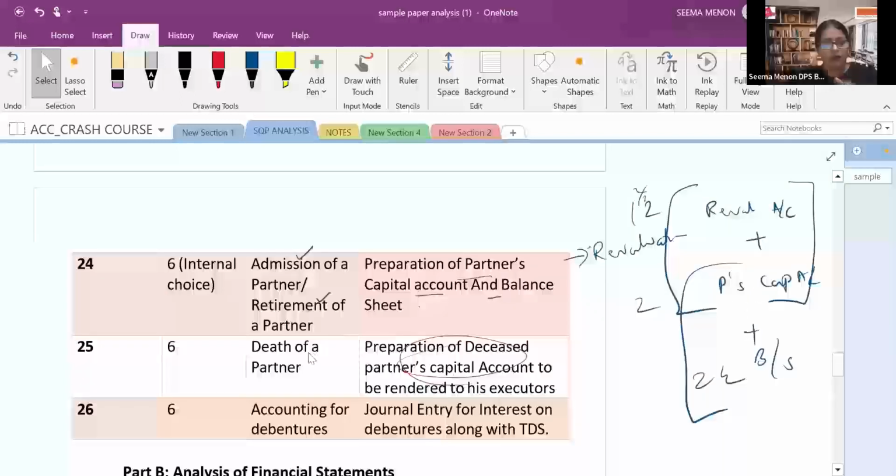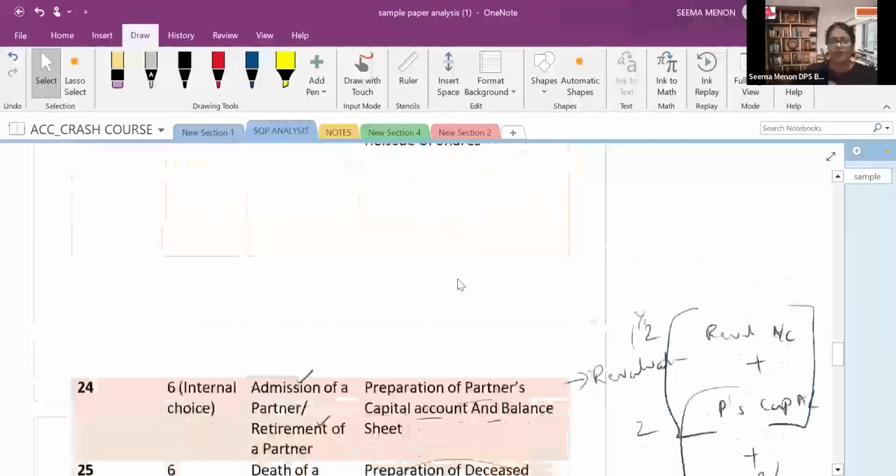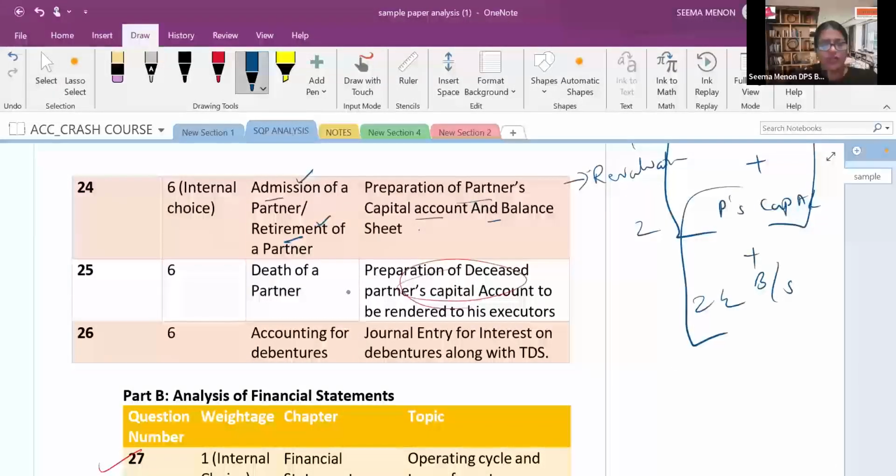Then, because there are 4 questions, you can see question number 23, which we already discussed, with internal choice from forfeiture and reissue. That is a permanent question, always with internal choice. Here you see admission and retirement they covered. So what they have done: death they asked for 6 marks and dissolution for 4 marks. Death is very easy, the easiest. Only 6 items you have to endure for 6 marks. Almost each item you will get 1 mark. Hardly, if there is goodwill and so on, there will be a half mark bifurcation.